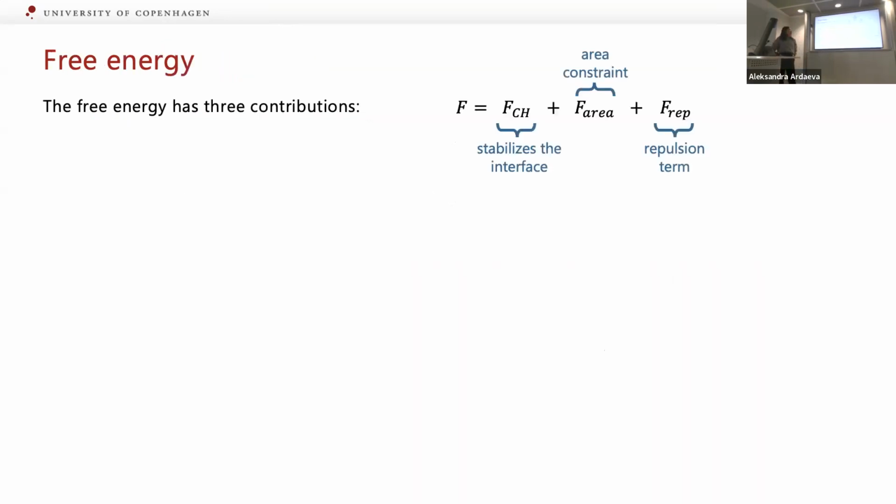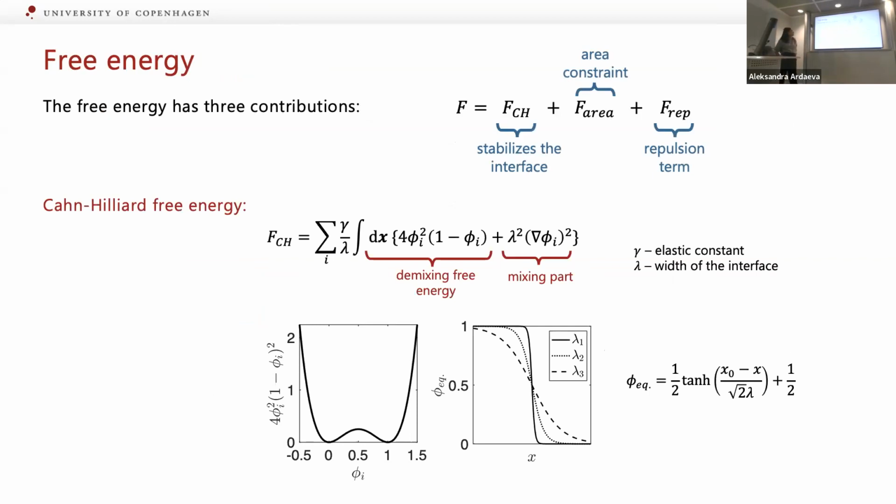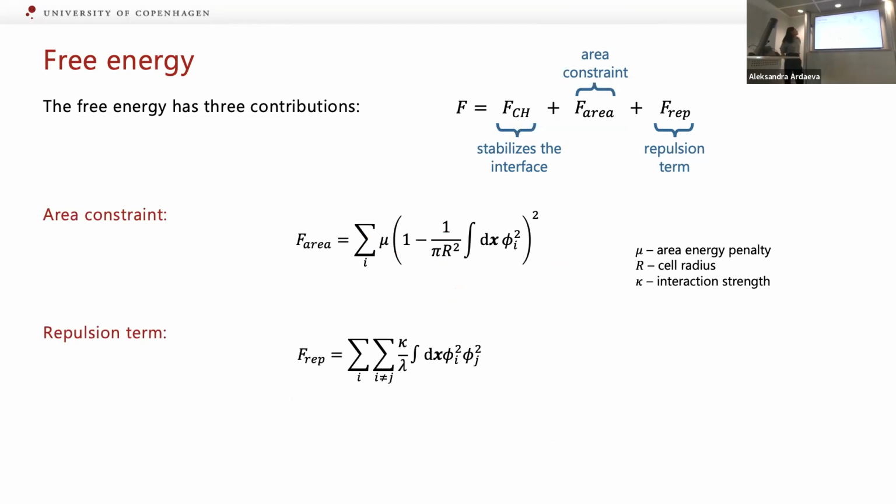Our free energy here is the most minimalistic we could come up with. It has three terms. The first term is the Cahn-Hilliard free energy. Essentially, it has a double-well potential, setting the two minima at 0 and 1, with the boundary between the inside and outside of the cell occurring at 0.5. The second term sets the area. We want cells to be more or less spherical, or circular in a 2D setup. And the third term is a repulsion term, making sure that the cells don't overlap too much.